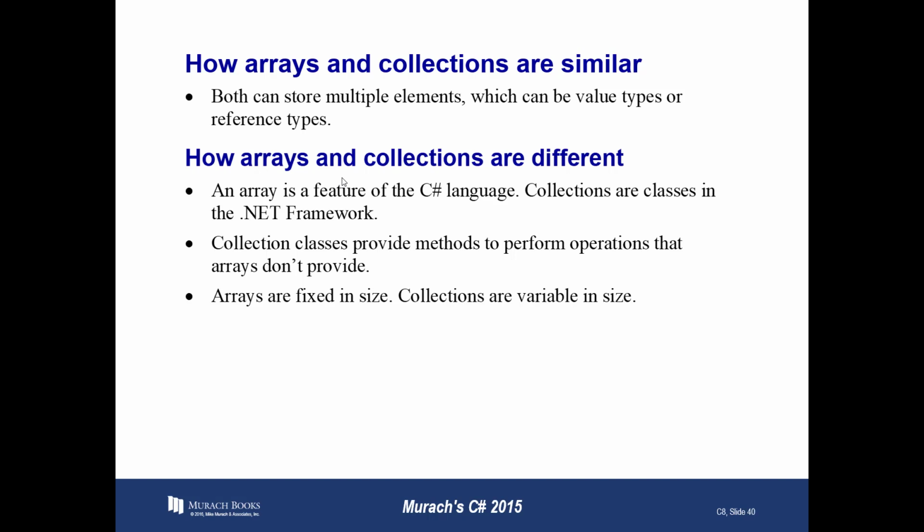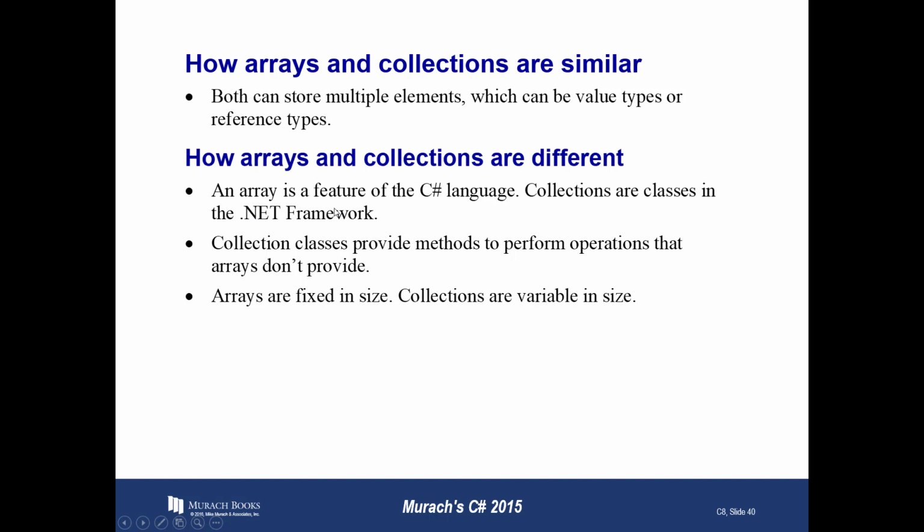So I can have an array of strings like I just showed you. I could have an array of integers that represented people's weights or people's heights. I could have an array of doubles which represented people's salaries, etc. A collection is a little stronger than an array. As it says here, both arrays and collections can store multiple elements. All right? Arrays are part of the C# language. Collections are classes in the .NET framework.